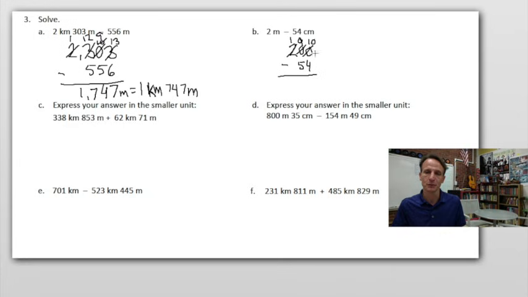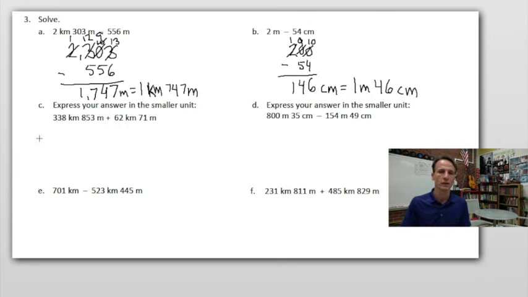All right. 10 minus 4 now is 6. 9 minus 5, 4. And we're taking nothing from the 1, so 146 centimeters. And where you have 100 centimeters, that's one of these, right? That's a meter stick. So we could say 1 meter, 46 centimeters. Both answers are the same, right? They're both correct.